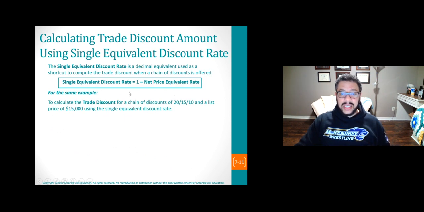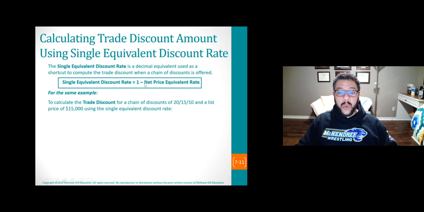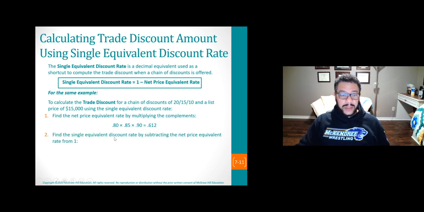Well, if the net price equivalent rate is the amount we're going to pay, then the amount we're going to save is 1 minus that, right? So this is the net price equivalent rate. If we subtract that from 1, we come up with 0.388. This is our effective discount that we're getting, 38.8%. So instead of that 45% discount, the 45% discount is more than what we're actually going to save. We're only going to save 38.8%.